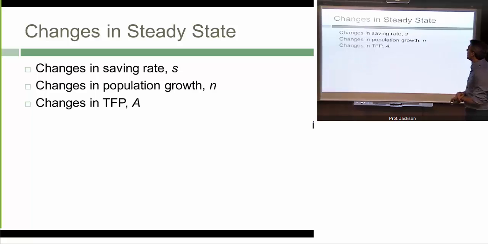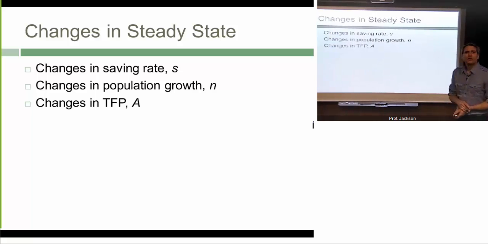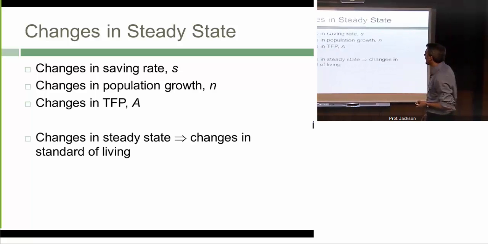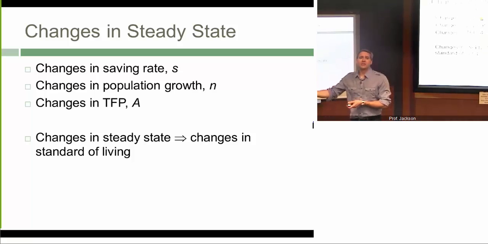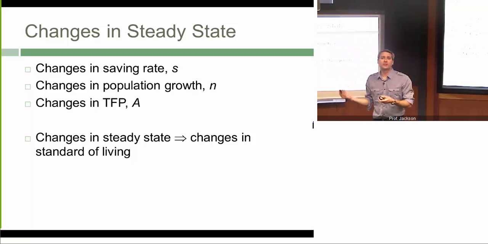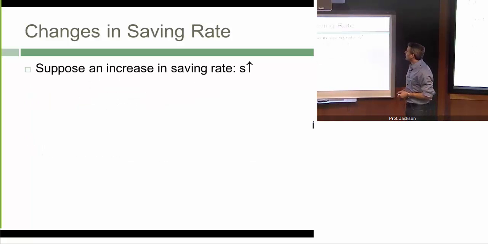So as I said, in this section, we're going to look at changes in the savings rate, changes in the population growth rate, and also changes in total factor productivity, or that parameter A. And so, again, the important implication is thinking about changes in the steady state. When we change the steady state, we change the steady state level of capital per worker, which by extension could impact our standard of living through changes in the equilibrium level of output per person. So we're going to look at changes in the savings rate first. We're going to look at an example where we assume that there's an increase in the savings rate.